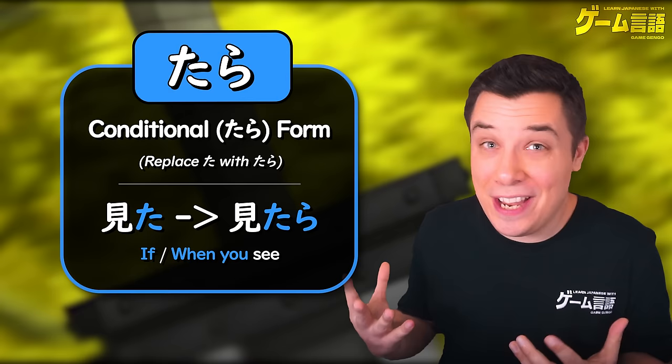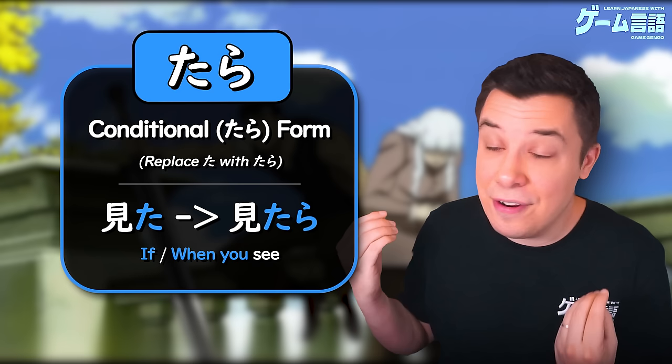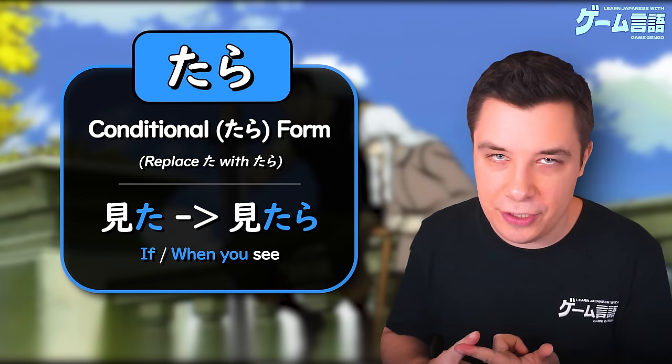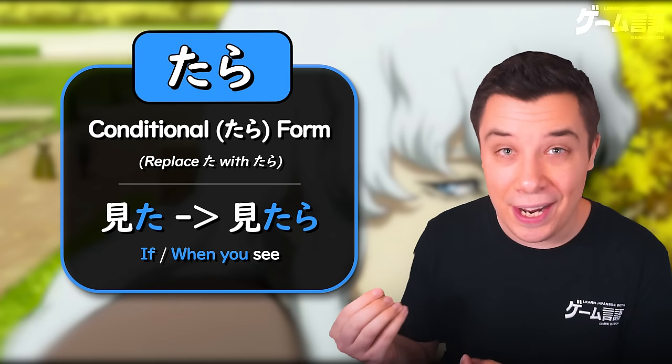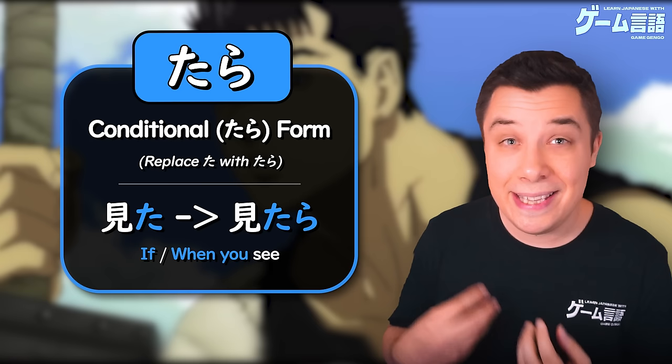And to conjugate the conditional tara form is incredibly easy. Just get the past tense, the ta form, and just add ra. That's it. And this is true for every different type of verb, whether it's godan or ichidan or even the exceptions. Just put a verb in the past tense followed by ra, and you've created the conditional tara form. So, miru to look, mita, saw, mitara, when or if you saw.